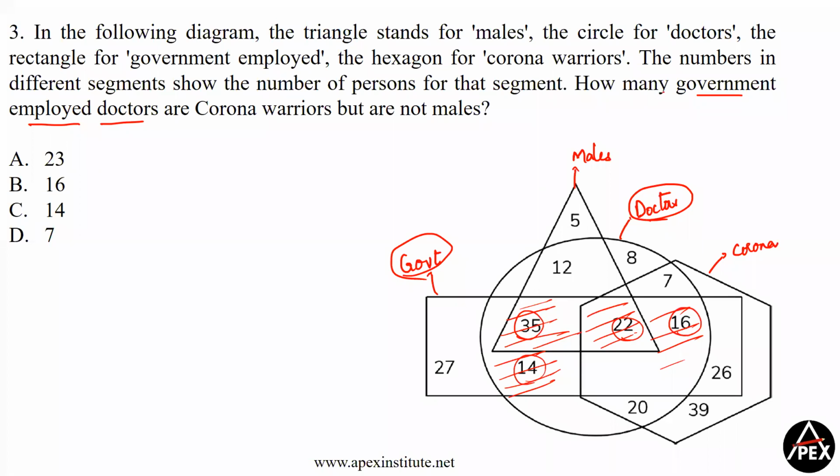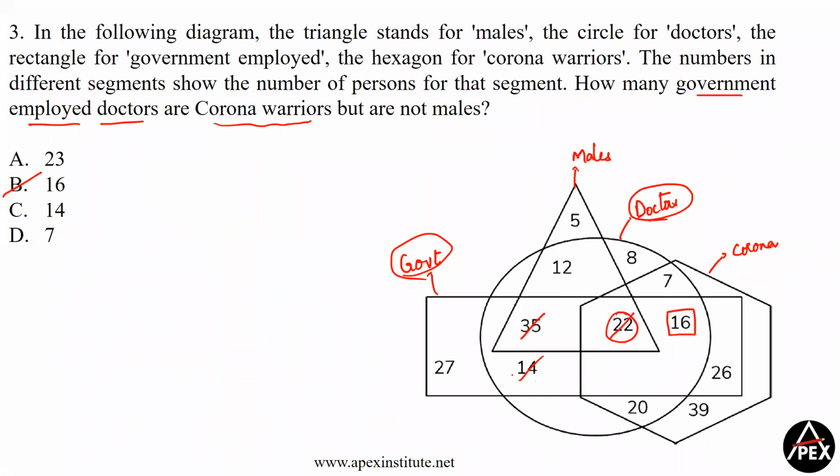Now, out of these government employed doctors, who are corona warriors? That should be common to the hexagon also. So I can eliminate 35 and 14 because these are not corona warriors. But the question says not males. So out of this 22 and 16, do we have any males? Yes, these 22 are male, so we should not consider that. So the answer should be 16.